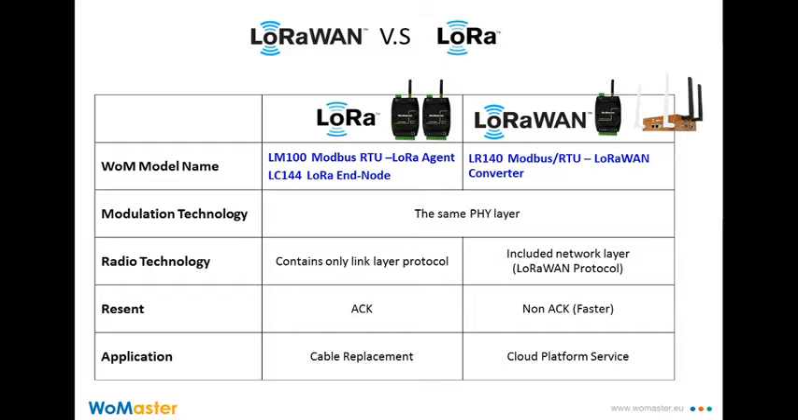In this page, I will talk about the major differences between the LoRa and the LoRaWAN of the WoMaster devices. For the LoRa and the LoRaWAN, they use the same 5-layer to do the modulation. The main difference is that LoRa is based on the link layer protocol for development, and the LoRaWAN is completely different from the LoRa protocol.